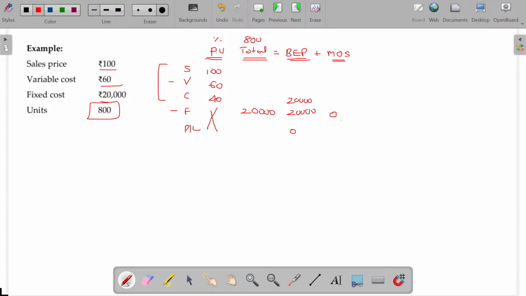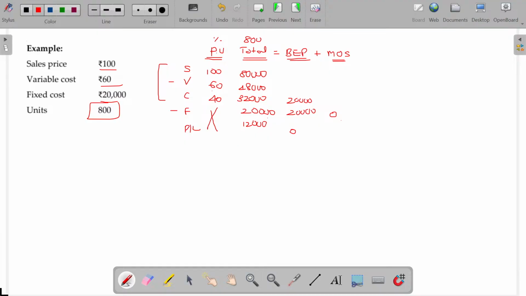Now try to complete the entire table. 100 into 800 units, 80,000 rupees is the sales. Variable cost being 60 into 800, 48,000. And 40 into 800, 32,000. From the 32,000, 20,000 is subtracted. You will get the profit being 12,000. Am I right?